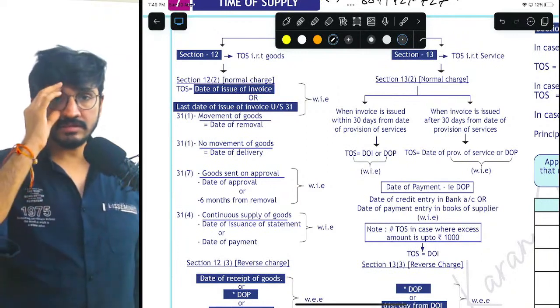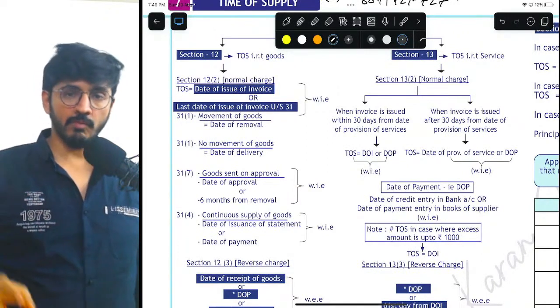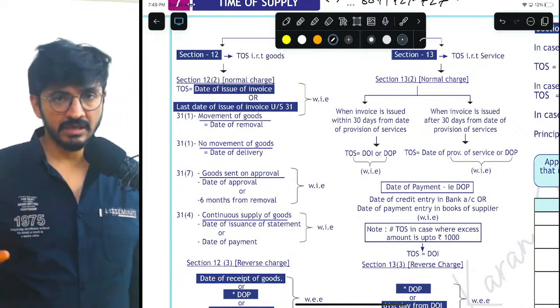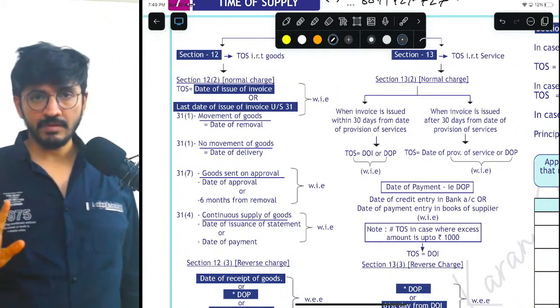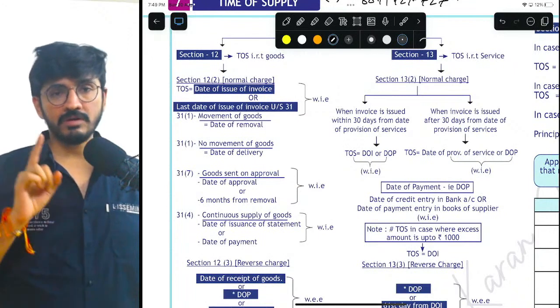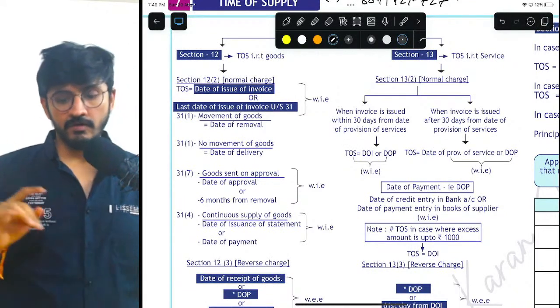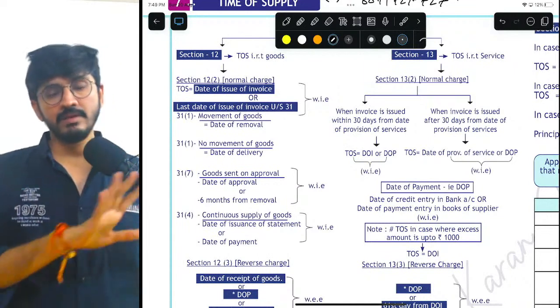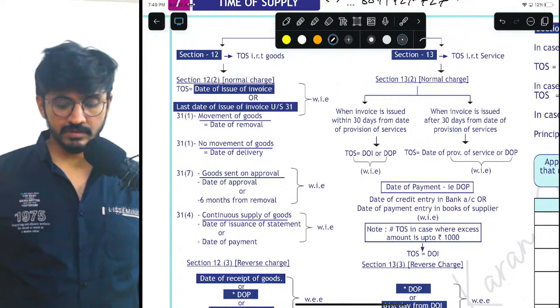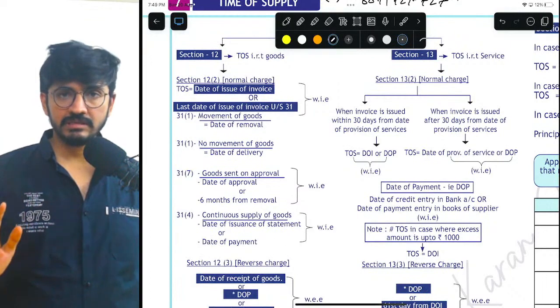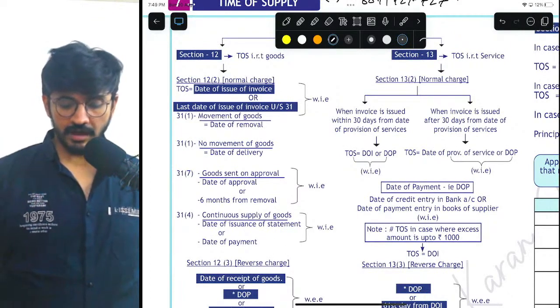So accordingly, since there is no confusion, both in case of goods and in case of services, government has said, listen, nothing doing. Think about time of supply. Focus on goods, section 12. Focus on service, section 13. Period. If you figure out this, you figure out everything, right?